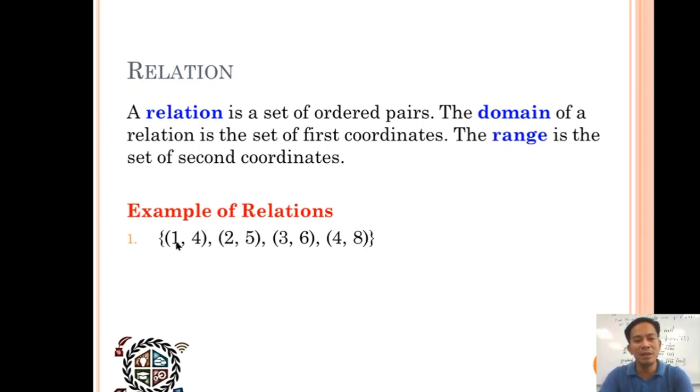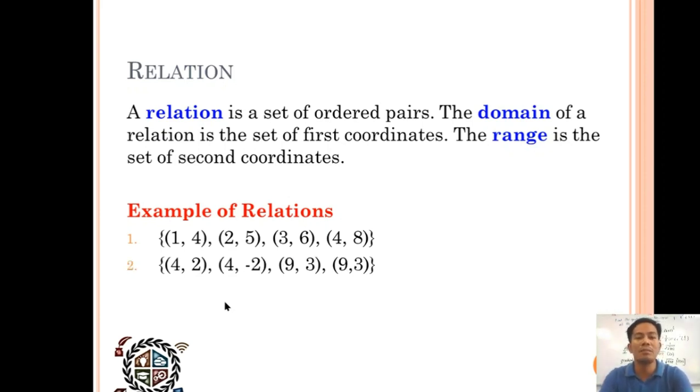Relation, example 1: 1 is related to 4, 2 is related to 5, 3 is related to 6, 4 is related to 8. Napakasimple po, di ba? Relation means there's a relationship between numbers. And it's not only numbers. Okay? Sometimes it can be variables, sometimes it can be real objects.